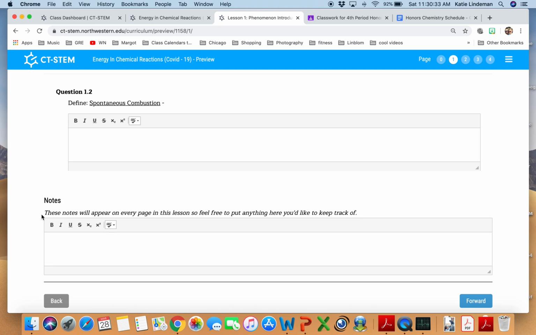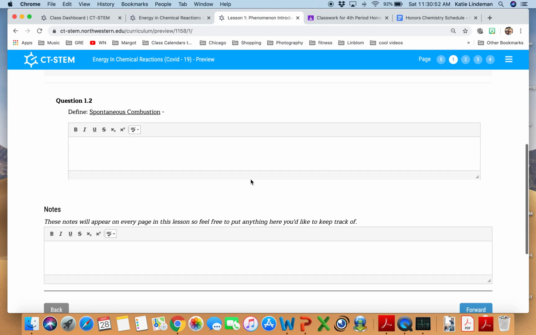And then if you look at the very bottom, you'll notice that there's a note section. These are notes that will appear on every single lesson. So if there's something that you want to keep track of for every page of this lesson, because you'll notice if we look up here in the upper right-hand corner, there are 4 different pages for this lesson. If there are things you want to always refer back to, this is the place to put them, okay?